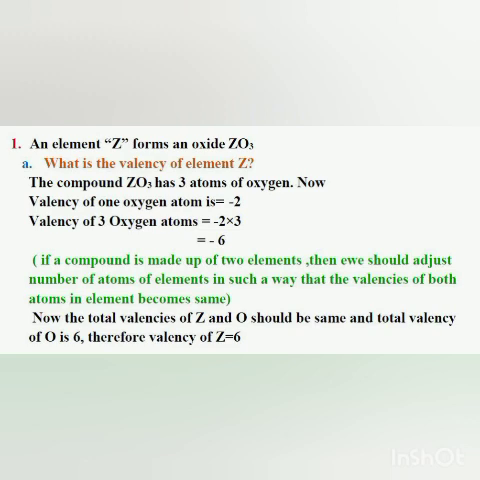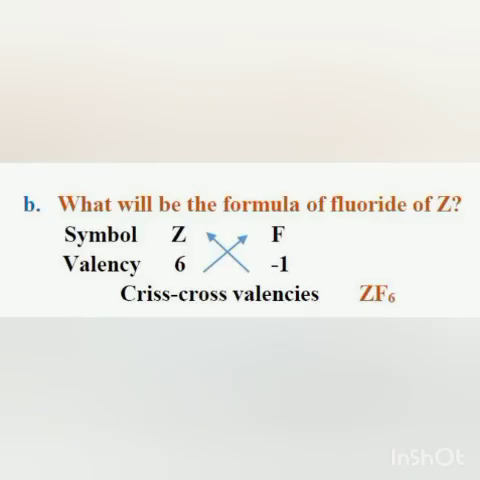Now let us take another example, that is part B. What will be the formula of fluoride of Z? When Z is a metal, I have also told you that if there is a metal and a non-metal, the metal comes first and then comes the non-metal. So Z is the metal because the valency of Z is plus, +6.